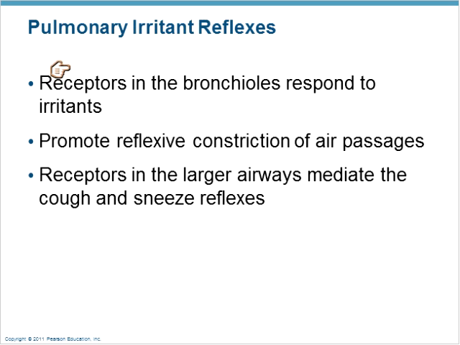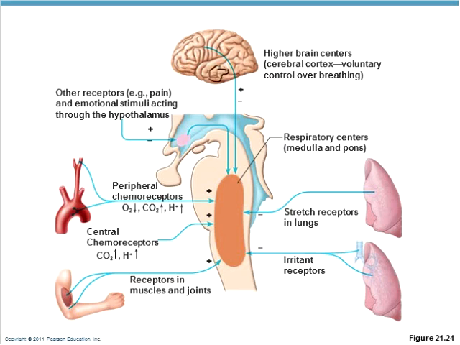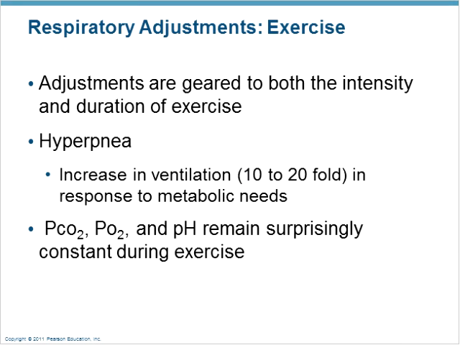Receptors in the bronchioles respond to irritants, so you have pulmonary irritant reflexes. They promote a reflexive constriction of the air passages, and the receptors in the larger airways mediate the cough and sneeze reflex. These work together to expel anything foreign in your lungs. You also have an inflation reflex called the Hering-Breuer reflex, where stretch receptors in the pleura and airways are stimulated by lung inflation. The inhibitory signals to the medullary respiratory centers end inhalation and allow expiration to occur. They act more as a protective response than a normal regulatory mechanism, so you don't blow your lungs out. This shows how all those work, and the stretch receptors graphic is a great one to take a look at.